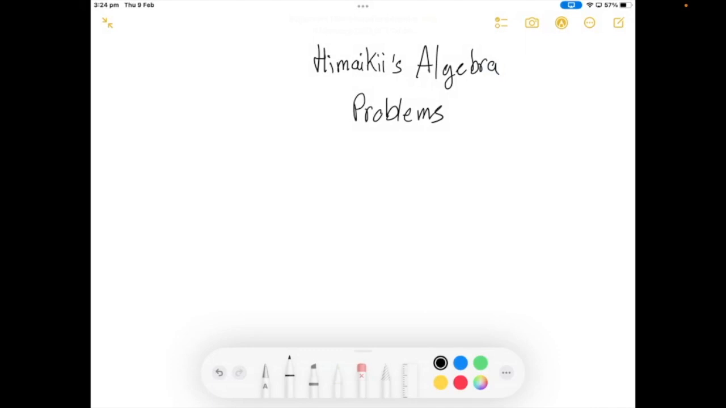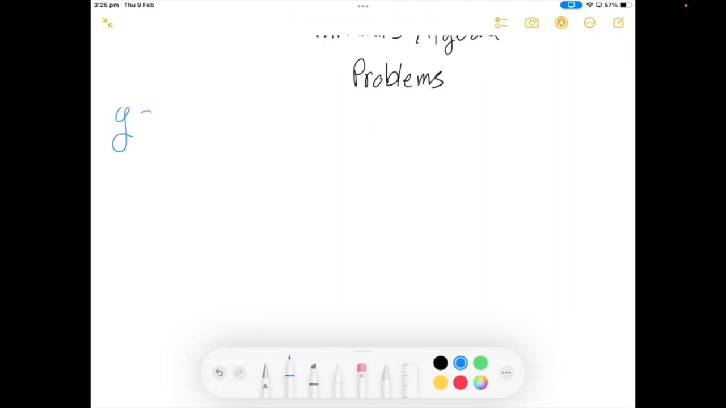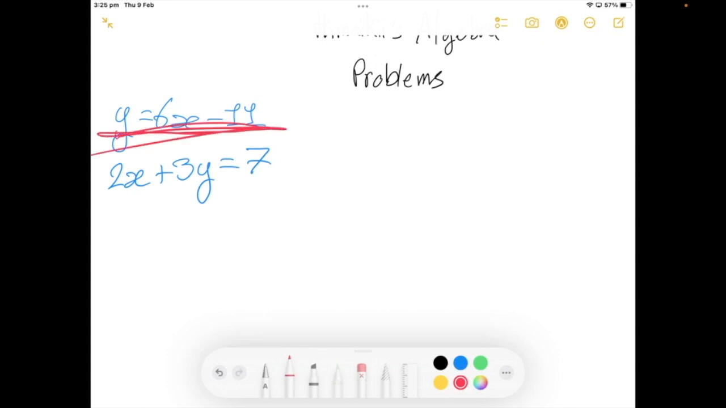I will be solving Himaiki's, I don't know how to pronounce it, but algebra problems. Number 1: y equals 6x minus 11. These are simultaneous equations, I think that's what they're called. Right off the bat, this is quite easy because y equals this, so we already have one variable solved. All we need to do is substitute this into y.